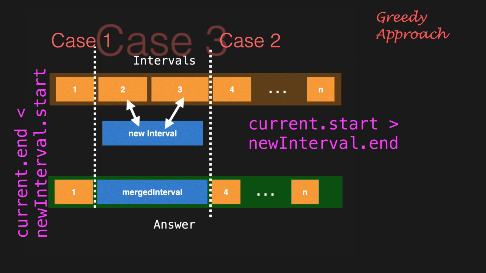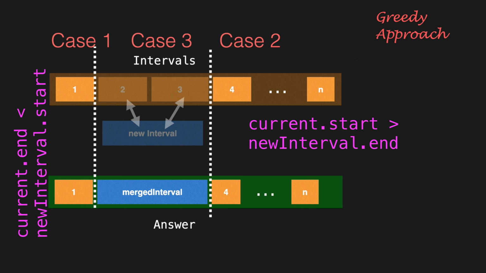And finally comes case 3, which occurs if neither case 1 nor case 2 is true. It means the current interval overlaps with our new interval. When this overlap occurs, we don't immediately add the current interval to the result. Instead, we merge it into our new interval. As we saw in the example walkthrough, this new interval might overlap with multiple intervals in the list. So, we continue to process all overlapping intervals, updating our new interval's boundary before finally adding the single fully merged new interval to the result list.